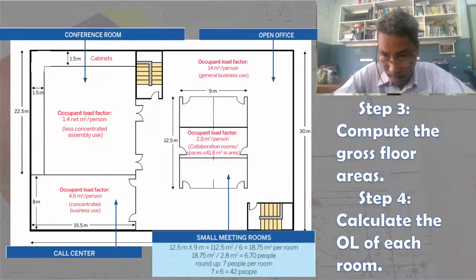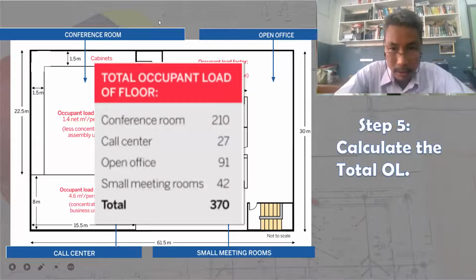Okay, so this means that we already finished proceeding with the process step 1 to 4. And on our step 5, we have to calculate the total occupant load. So conference room 210, call center 27, open office 91, small meeting rooms 42. Adding all of them, we got a total 370 persons. So the occupant load for this floor space is 370 persons.